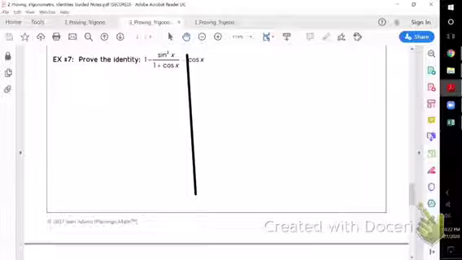Alright, so the first thing I notice, it's 1 minus a fraction. Now guys, we can't just get rid of the fraction, okay? Because we can't work both sides. We can only work this left side here.